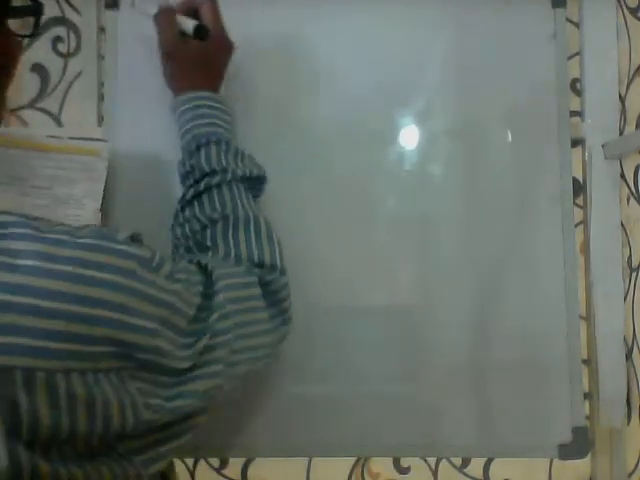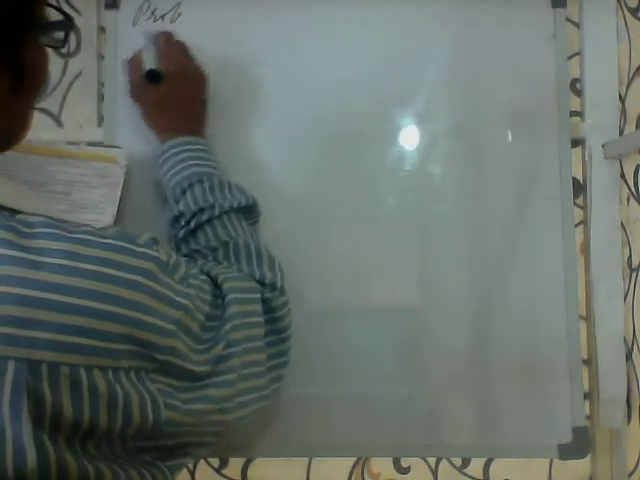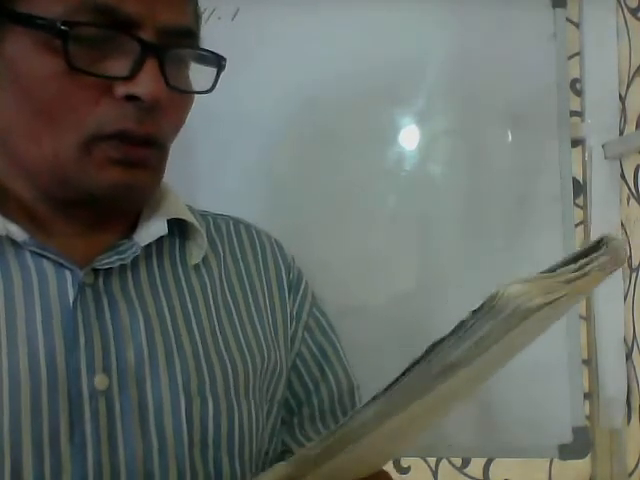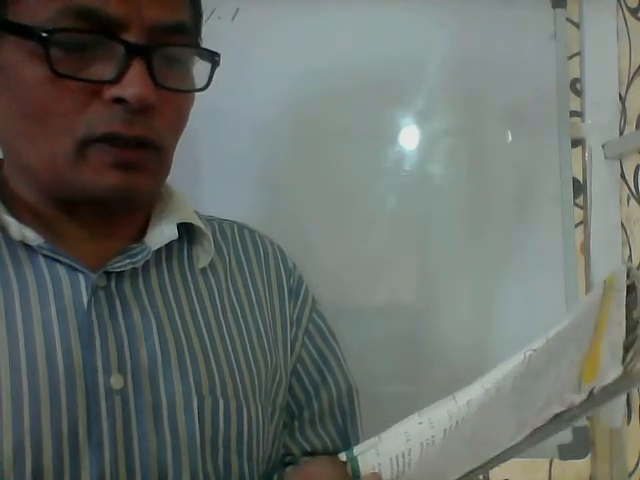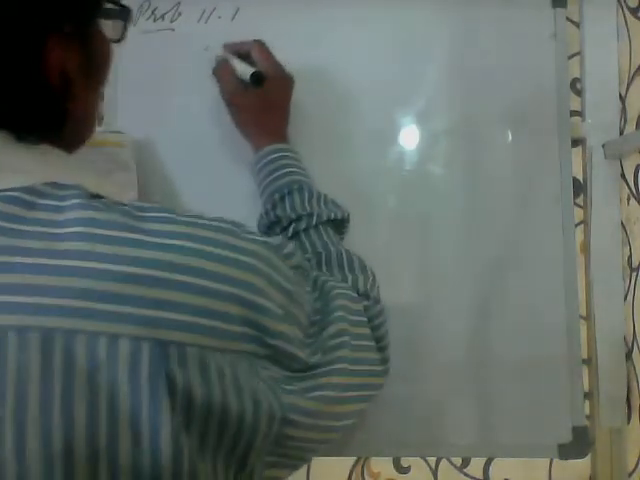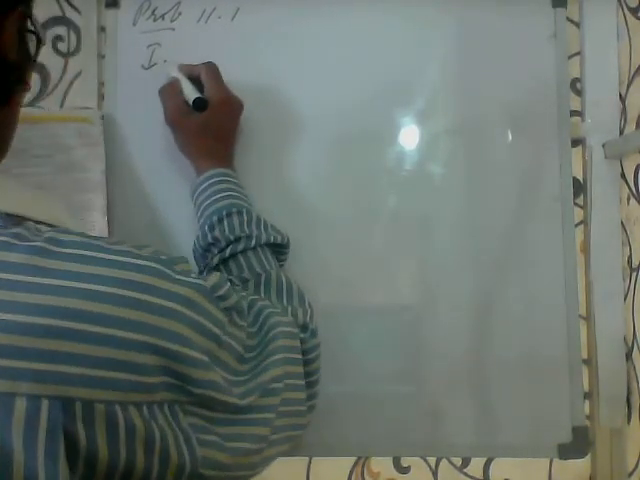So we will solve the numericals, and here in chapter 11, problem number 11.1, it is written here: normal conversation involves sound intensities of about 3 into 10 raised to power minus 6 watt per meter square. Here intensity level is given.